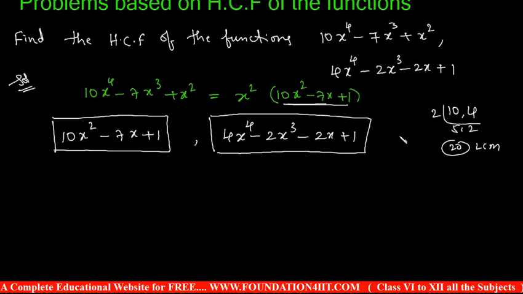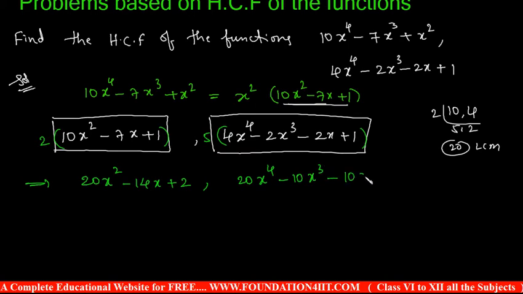So for that, this is already 10, so I should multiply with 2. The entire first expression I am going to multiply with 2, and this entire one I am going to multiply with 5. You must know why I am doing this. Then this is 20x square minus 2 7s 14x plus 2. And this is 5 4s 20x to the power 4 minus 5 2s 10x cube minus 5 2s 10x plus 5. These are the both.